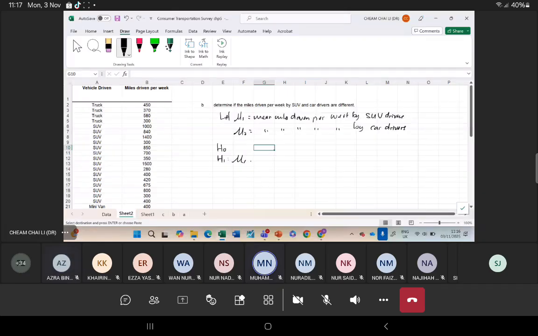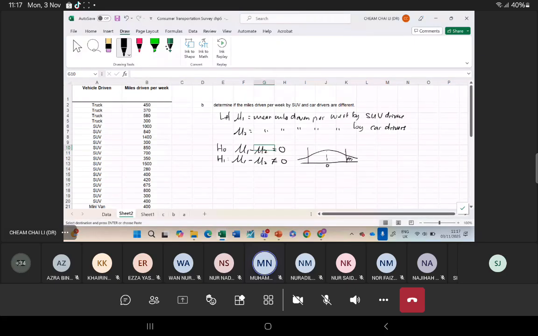So bila you dah tulis your alternative hypothesis this way, and your null hypothesis, you're going to tulis mu1 minus mu2 is equals to 0, right? Now, we want to check on the distribution symmetry about the mean. So yang ni dia ada two tail, right? You have two tail, and this is alpha divided by 2.